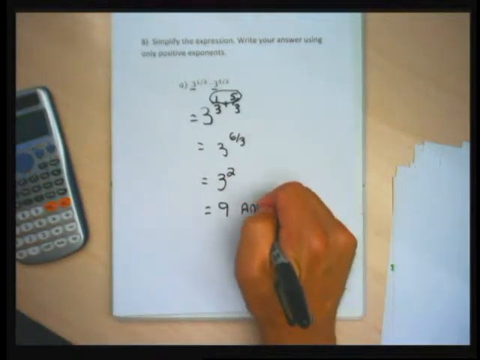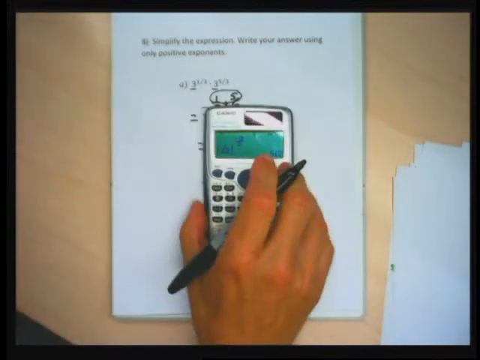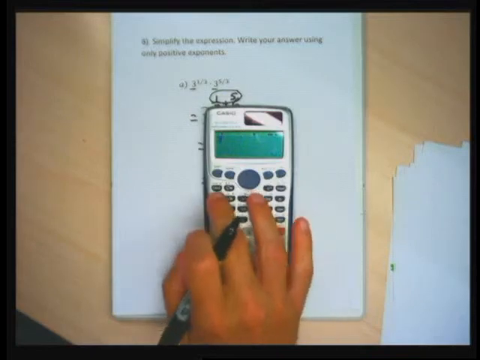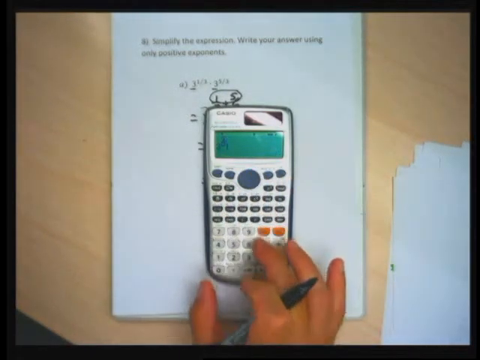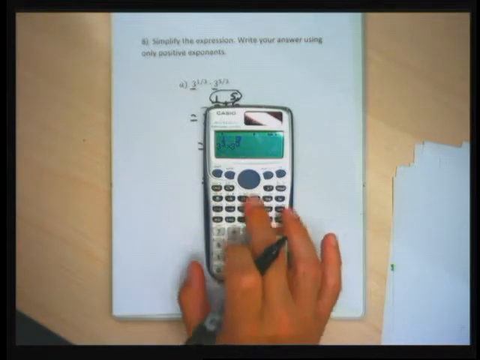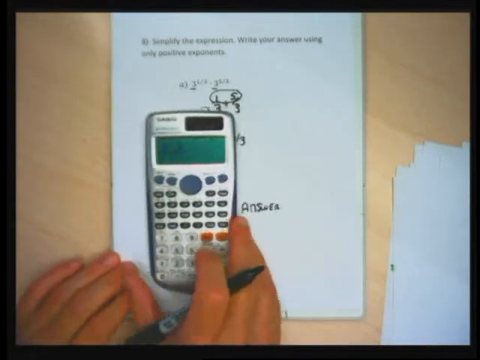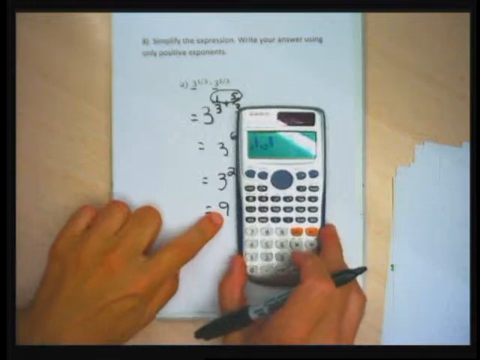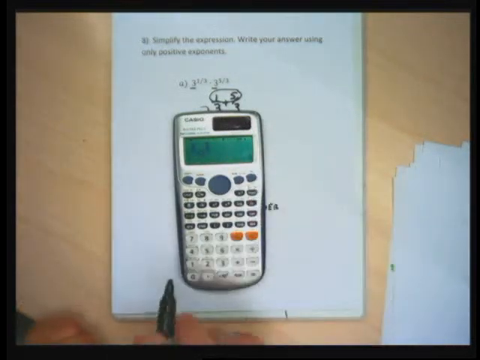I believe my answer is going to be 9, and I'm going to double check myself. 3 exponent fraction 1 over 3 times 3 exponent fraction 5 over 3 looks enough like the original problem. Hopefully when I hit enter I get 9, because that's what I think the answer is. And perfect, I get the 9, so I haven't messed up.